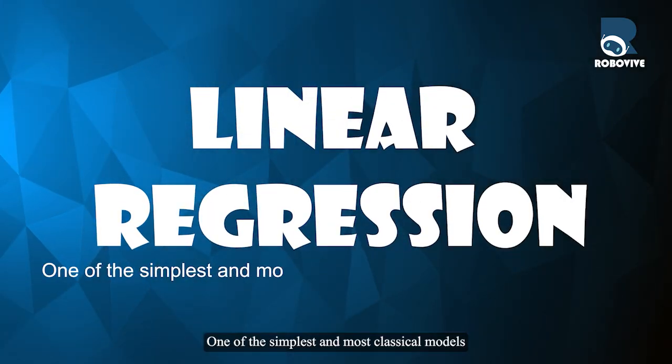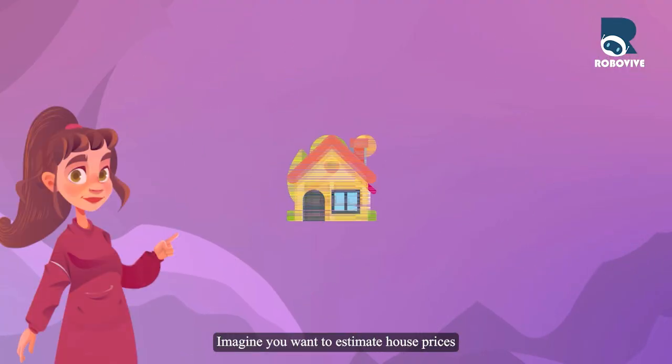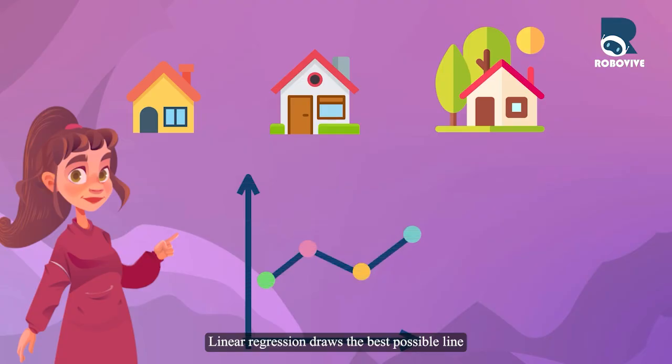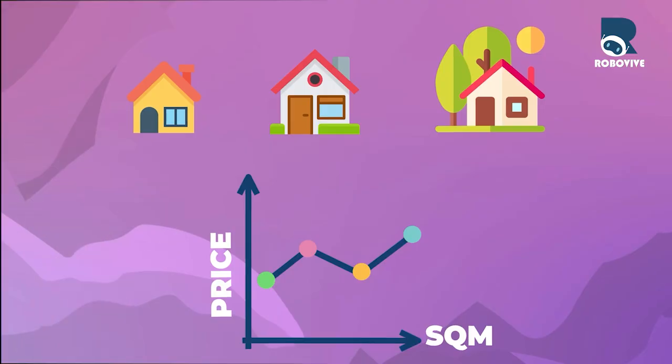One of the simplest and most classical models is linear regression. Imagine you want to estimate house prices based on their size. Linear regression draws the best possible line through your data points. The slope tells us how much the price increases per square meter, and the intercept shows the starting value. This model is simple, but very powerful for predictions.